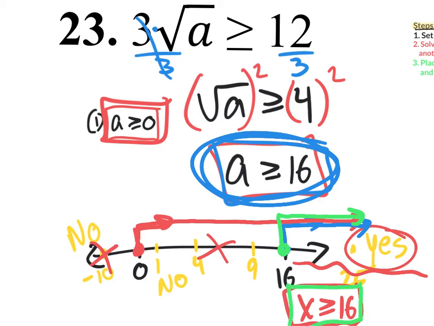But if you're not more of a visual person and you actually like just plugging and chugging, you want to plug in some numbers, go ahead. You could have plugged in -10 and seen that it didn't work. You could have plugged in any number like 4, see that didn't work. And you could have plugged in any number like 25 and see that it does work. So it's totally up to you guys.